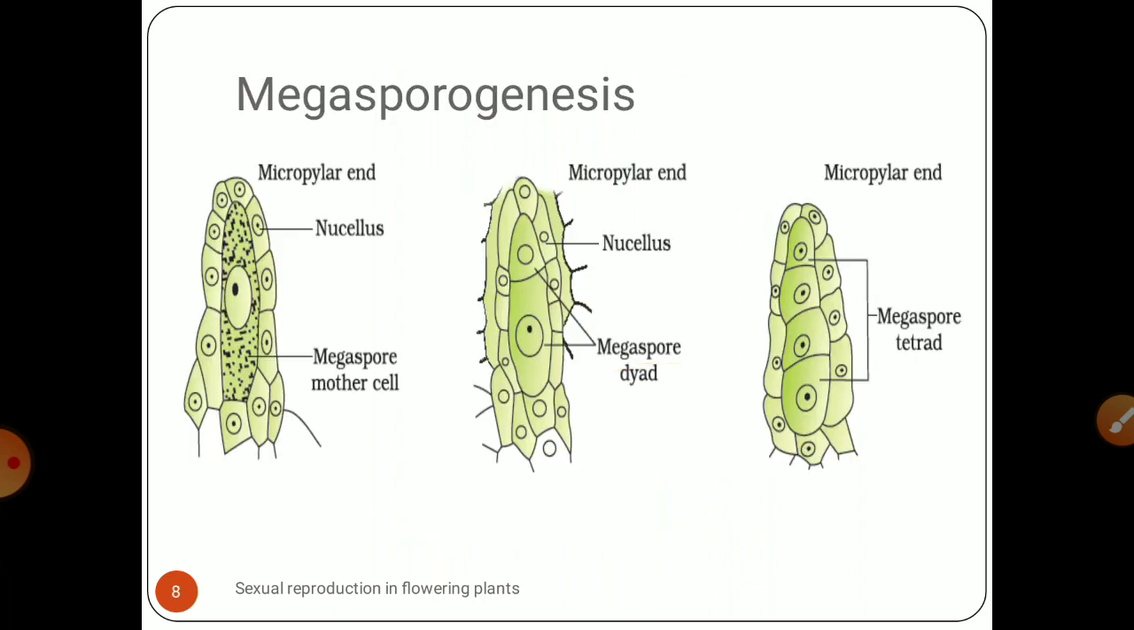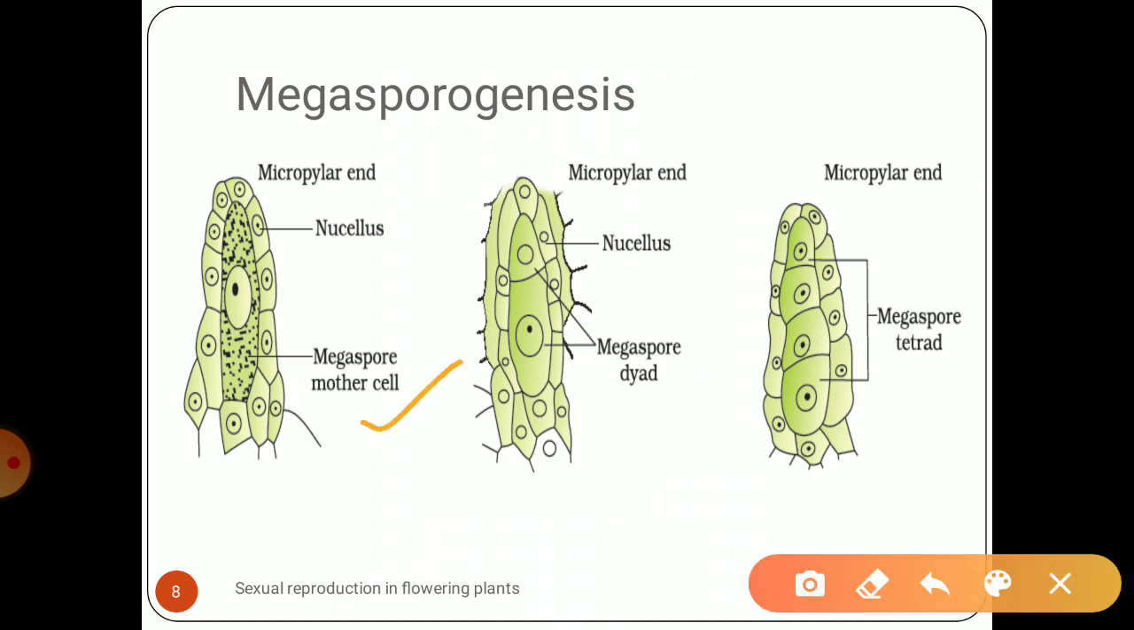This is called megasporogenesis. You can see it clearly depicted in this picture, where from the nucellus tissue the megaspore mother cell is formed, and the megaspore mother cell divides into a dyad, a triad, and finally into a tetrad, 4 cells. And out of these 1, 2, 3 and 4 cells, only one remains functional and the other 3 degenerate.